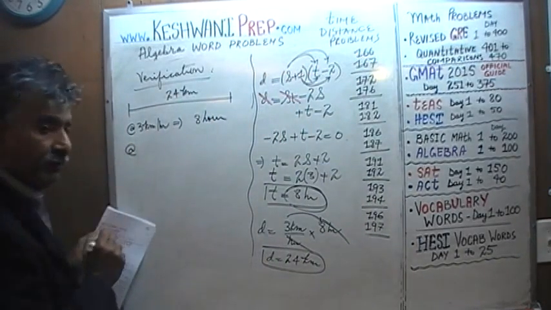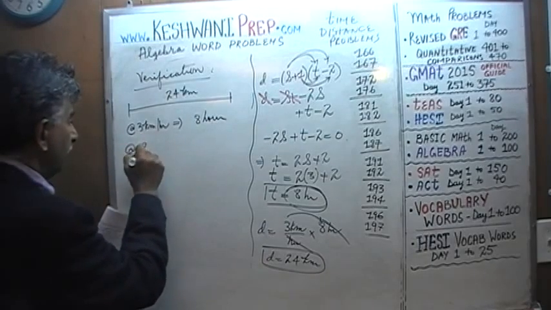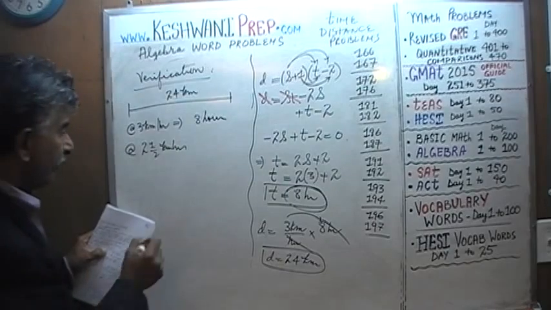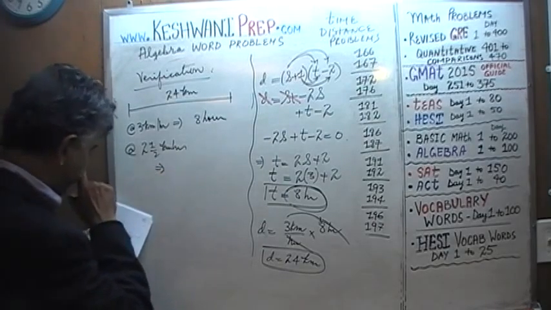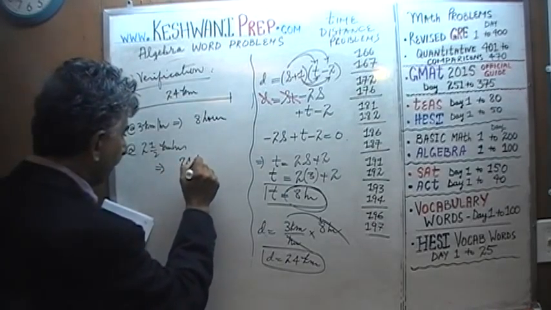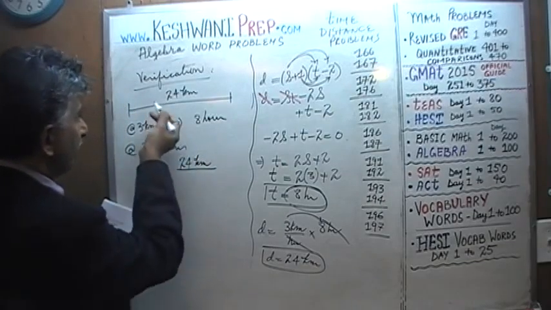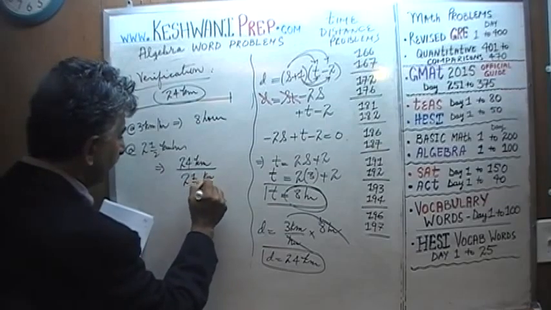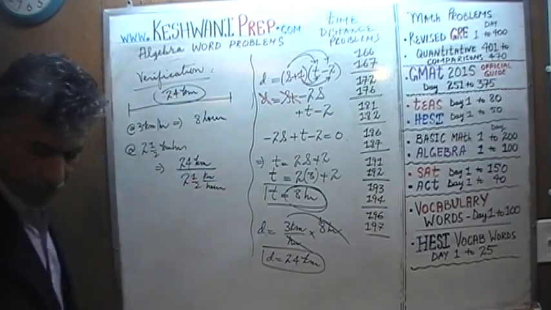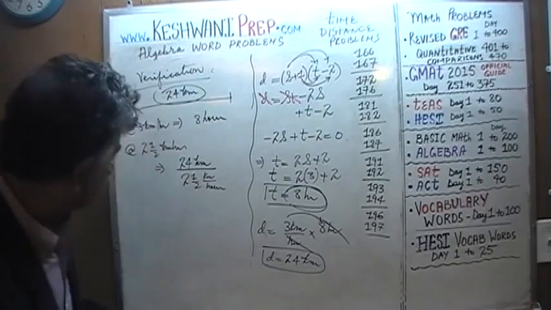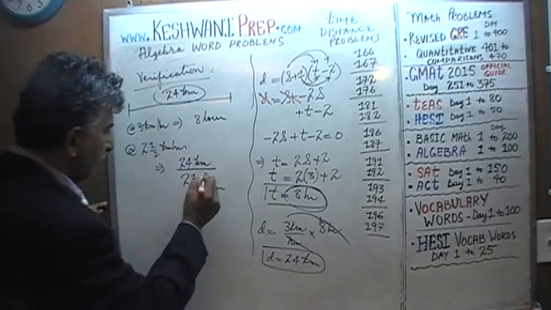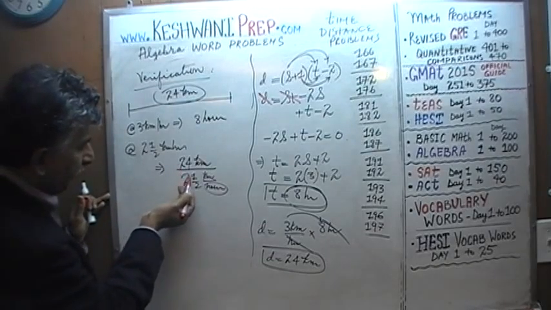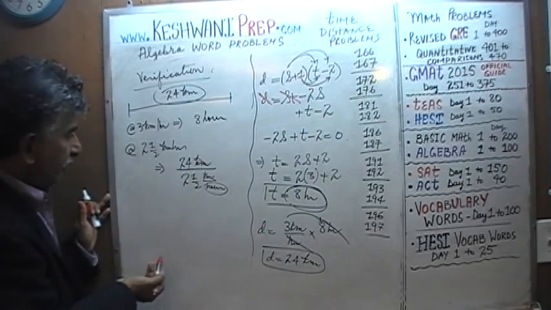Half a kilometer an hour slower means, instead of 3 kilometers per hour, we'll go 2.5 kilometers per hour. At 2.5 kilometers per hour, if you want to go 24 kilometers, which is what we're claiming here, as you can see, the kilometers are going to drop out and the hours are going to end up on the top. 24 divided by 2.5, how much is that? I don't know how much that is.